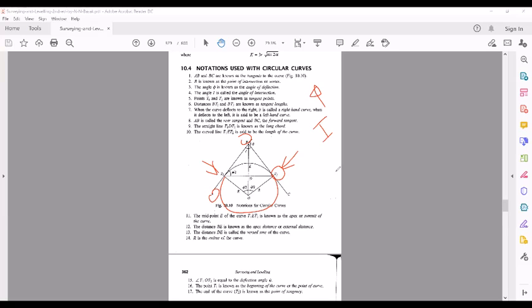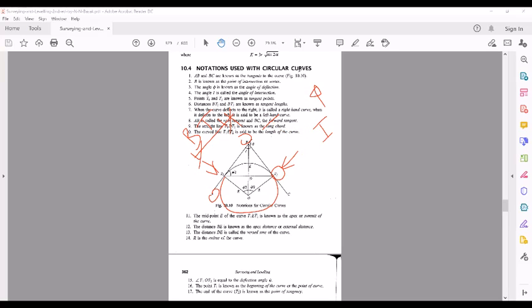So the points T1 and T2 are known as the tangent points, like we have discussed. The distances BT1 and BT2 are known as tangent lengths. So this distance is equal to BT1, and this distance is equal to BT2, and these are known as tangent lengths.